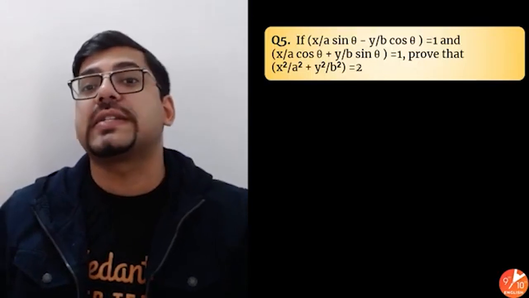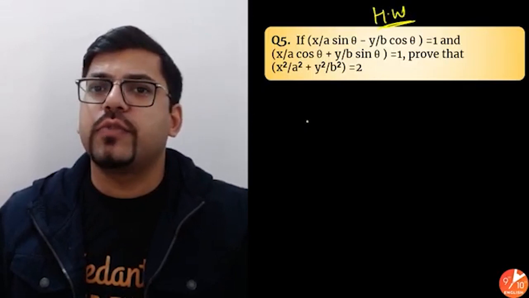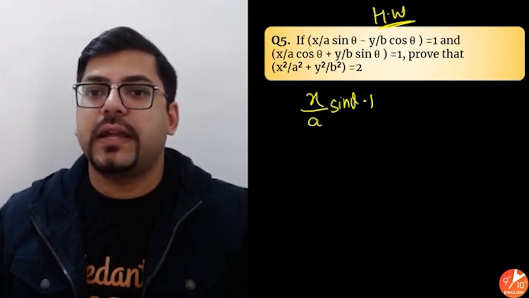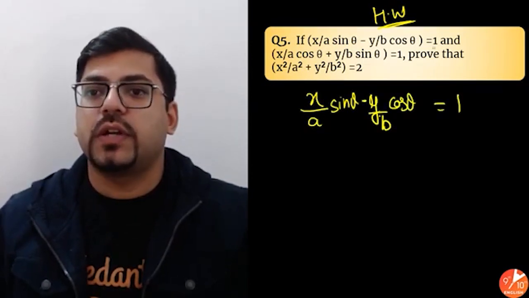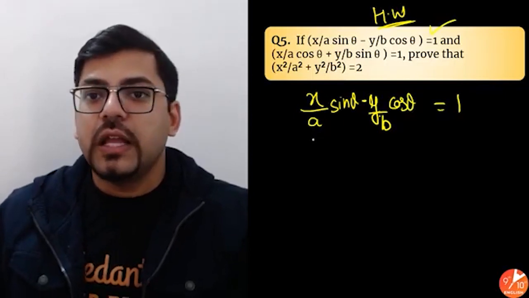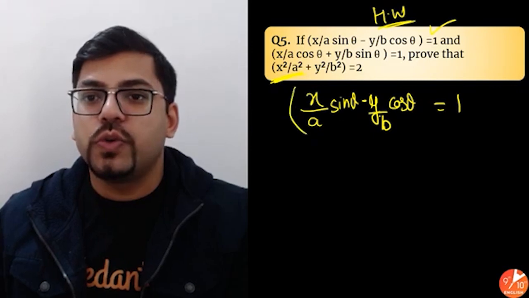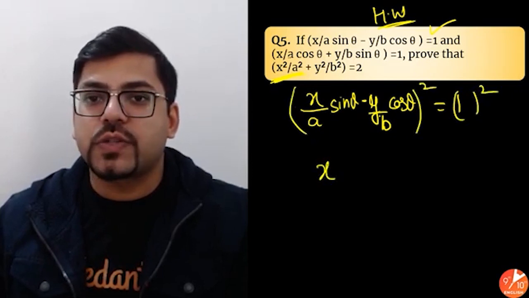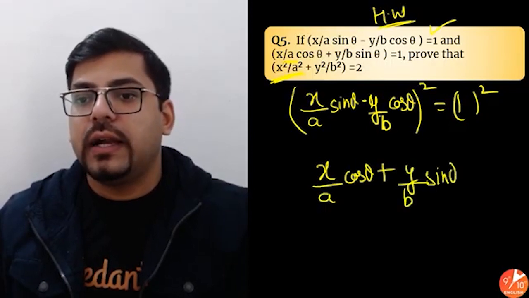In fact, this is also exactly the same way. So I can even give it as homework, but I'll just give you some hint. So see here, x by a sin theta minus y by b cos theta is written. This is given equals to 1 in the first equation. So the question is again saying what? Square them. See here, square. So you will do the same thing again, square them both sides, and then you will add it with the next one, that is x by a cos theta plus y by b sin theta, and this is also given 1.